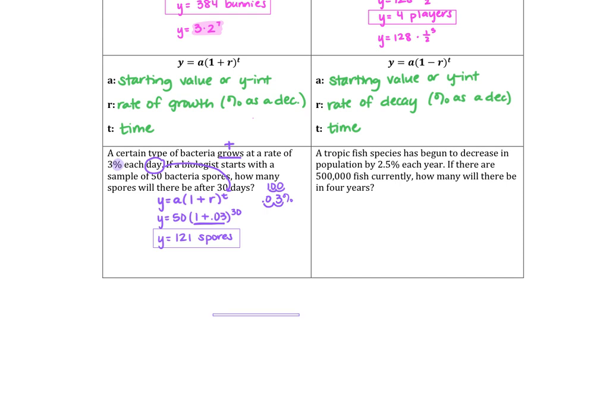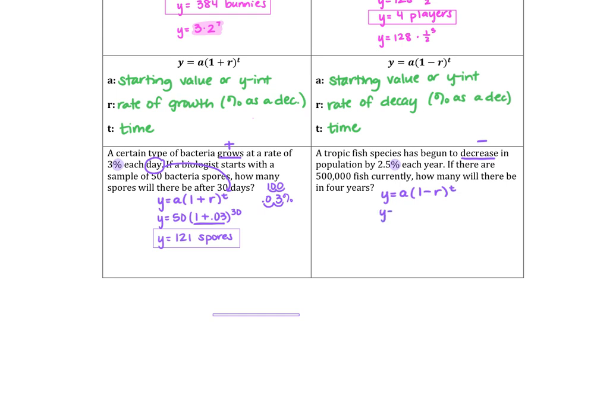It says a tropic fish species has begun to decrease. There's my giveaway that it's decay, which tells me I'm going to subtract in population by 2.5% each year. Remember, when I see a percent, that automatically tells me I'm going to be using my equation that has an R in it. And since it's decreasing, I know it's going to be 1 minus R. It says if there are 500,000 fish currently, how many will there be in 4 years?